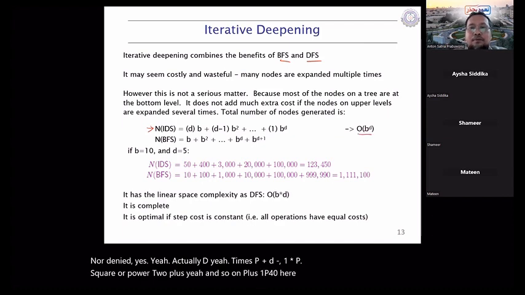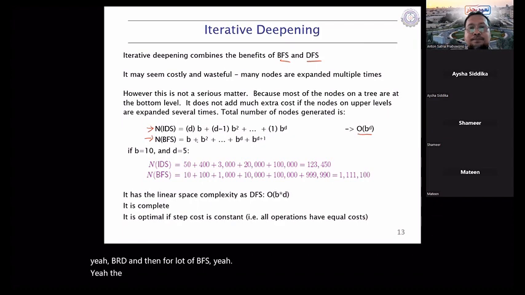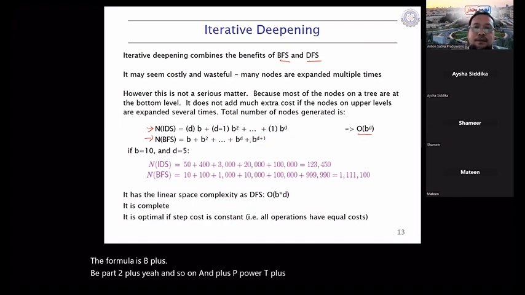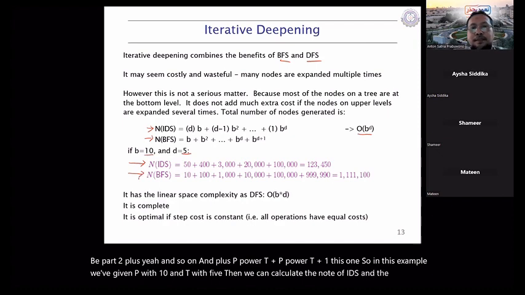This is the formula for the nodes of DLS, B power D. And for the nodes of BFS, the formula is B plus B power 2, and so on, plus B power D plus B power D plus 1. So in this example, we are given B as 10 and D as 5, and then we can calculate the number of nodes for IDS and BFS.